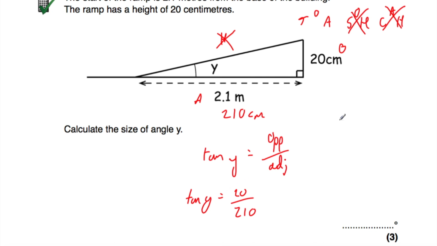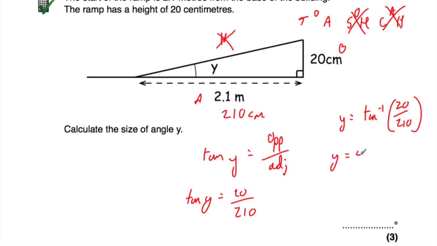So that's going to be that y is equal to the inverse tan, so that's tan minus 1, or shift tan. And we could do 20 divided by 210 and write it as a decimal number. I'm just going to keep it as a fraction, so I'm going to write 20 over 210, close brackets. And if I type this into my calculator and press equals, we'll find the size of this angle.